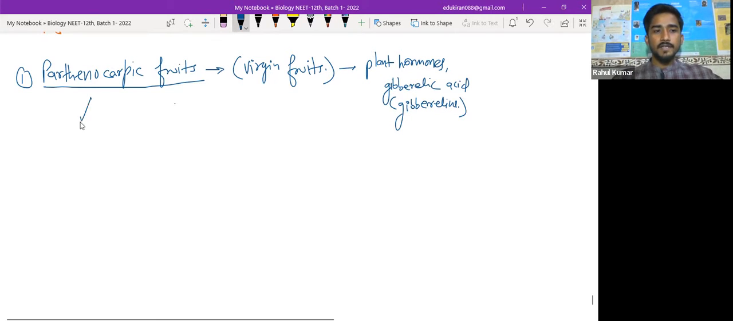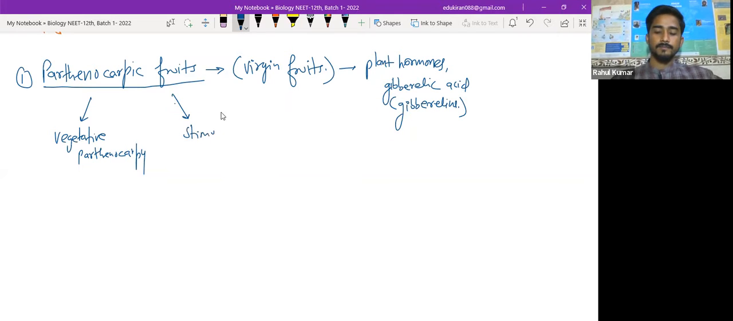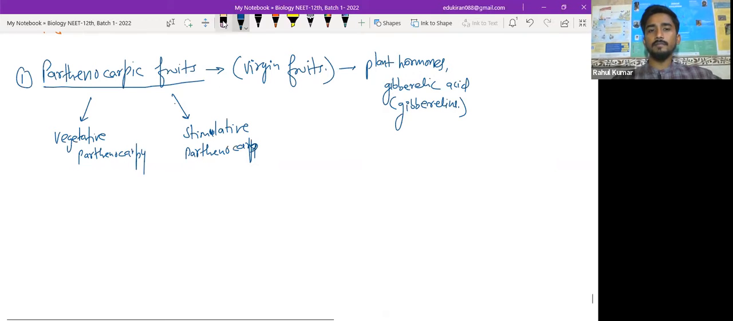One is called vegetative parthenocarpy. Now that sounds very much like vegetative propagation, no? Vegetative parthenocarpy, and the other one is stimulative. What does the word stimulation mean? To stimulate. What does the word stimulate mean?